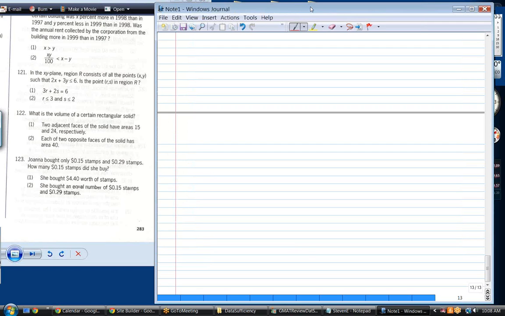Okay. What is the volume of a certain rectangular solid? So it's 3D, and we want the volume. Statement 1: two adjacent faces of the solid have areas 15 and 24 respectively. They definitely share a height, but one has a width and one has a length. So what is the volume? Let me see if I can solve for that and pick some numbers.